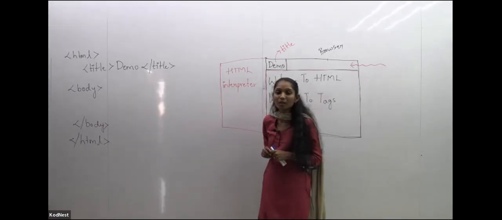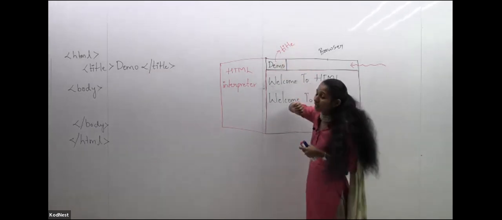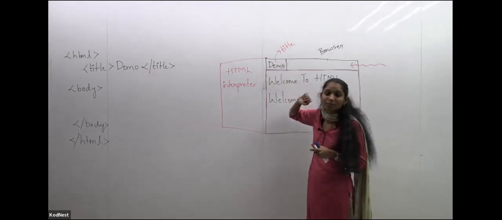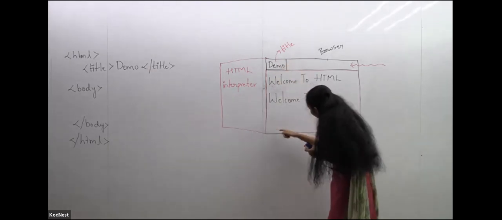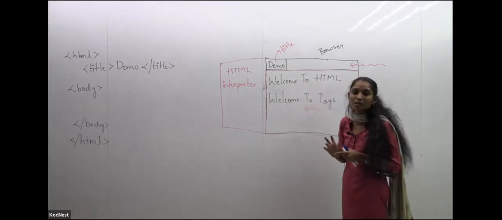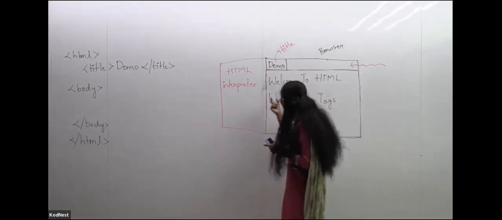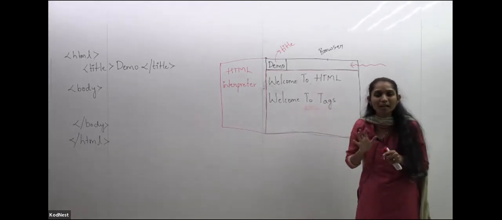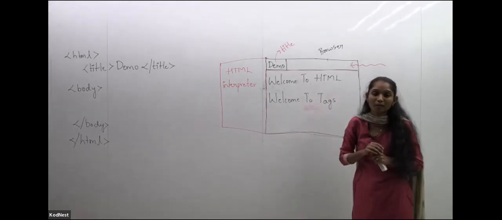Started with the HTML, I want to display something called a demo. This is technically called a title. After the title is displayed, this is technically called a body, and inside the body is what I have to display. So I opened my body. Now I want this content to be displayed in a proper way. Directly if I write it, I will also get the output, but I want it displayed properly.